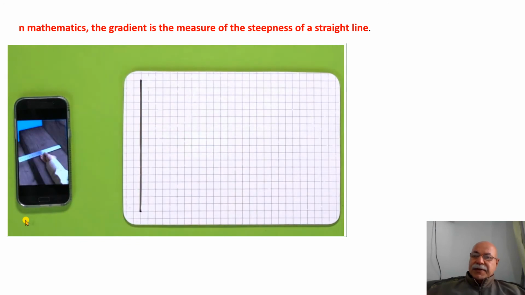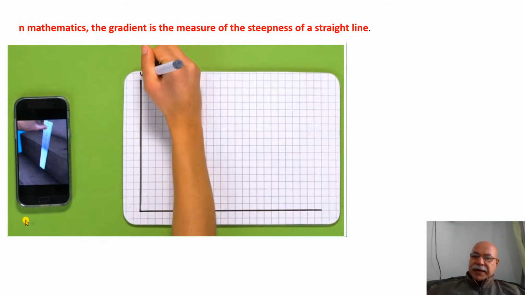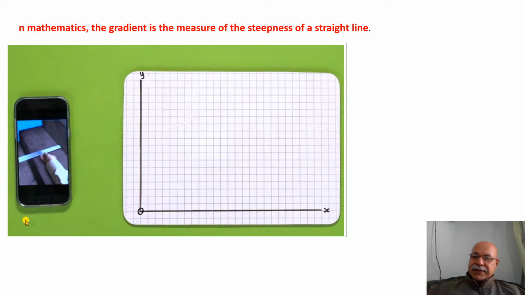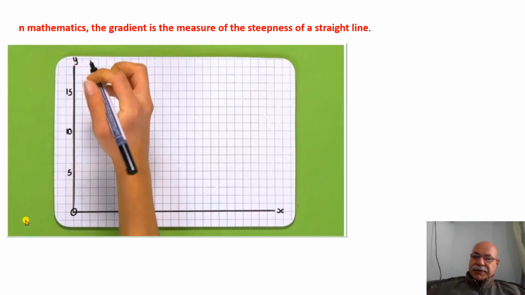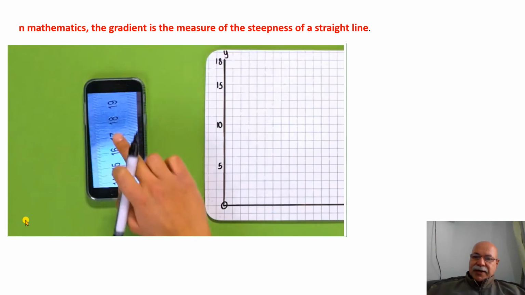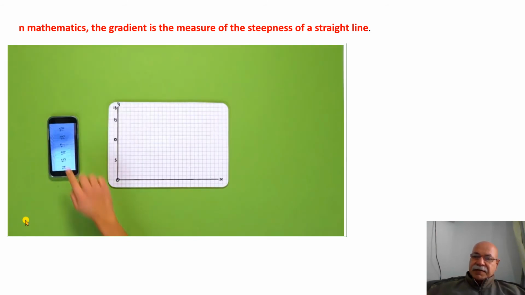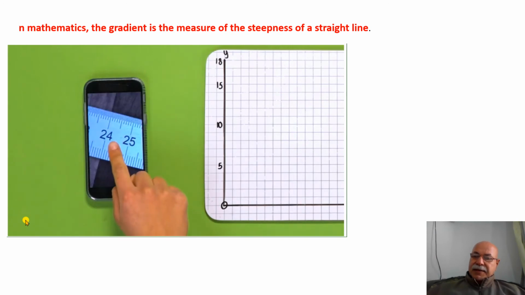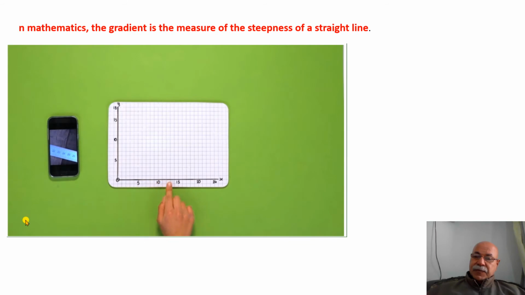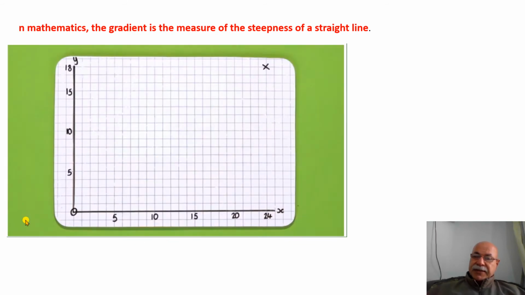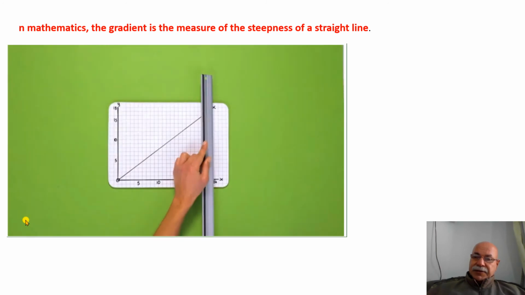You see the diagram there. We draw the diagram with the y axis. We divide the y line into 5, 10, 15, 18, and the x-axis into 5, 10, 15, 20 and 24. Now we draw the line. Put the line at 18 here.